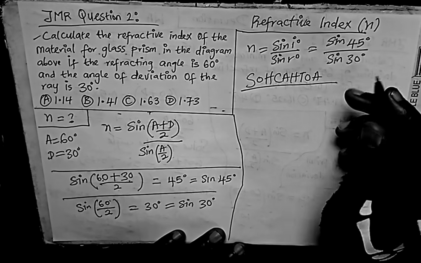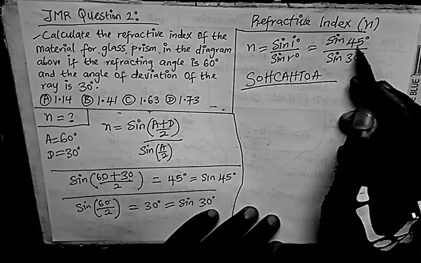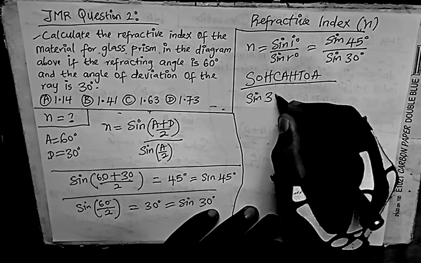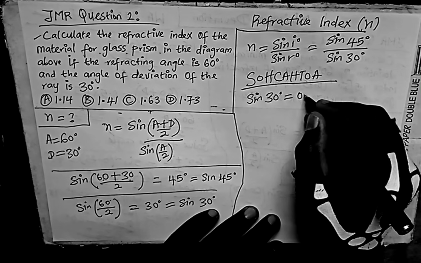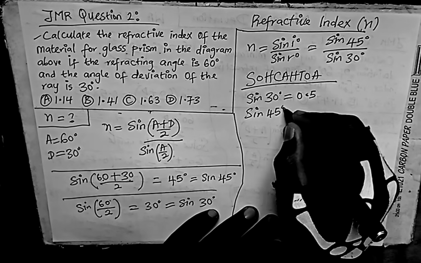Okay, for your secondary school maths, where they teach you SOHCAHTOA. This is the SOHCAHTOA we use to find sine 45 and sine 30. In the SOHCAHTOA, sine 30 degrees is equal to 0.5. Still in the SOHCAHTOA, sine 45 degrees is equal to what?